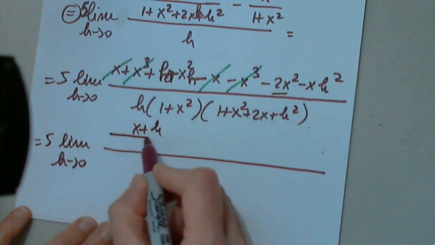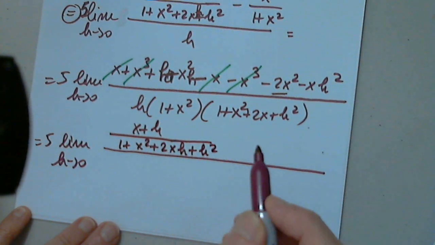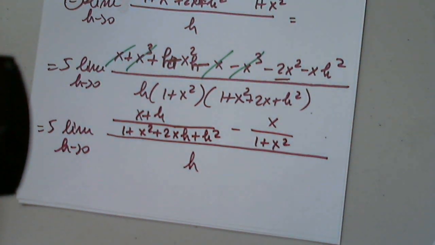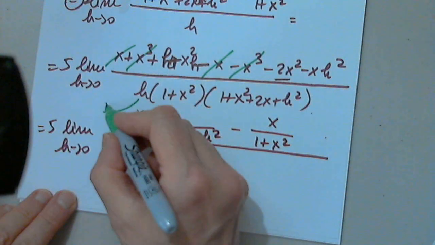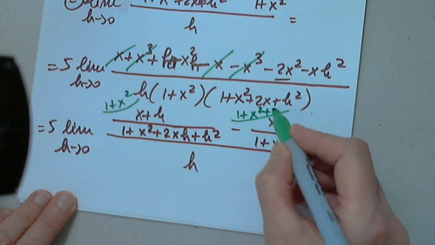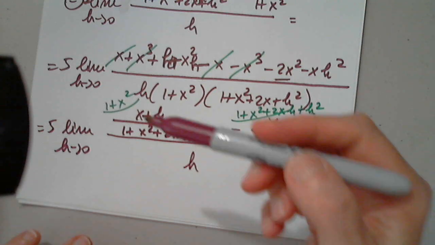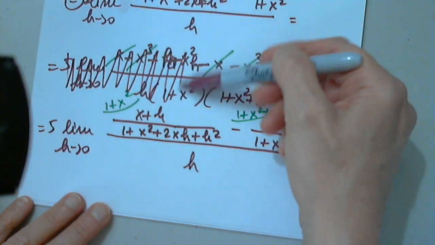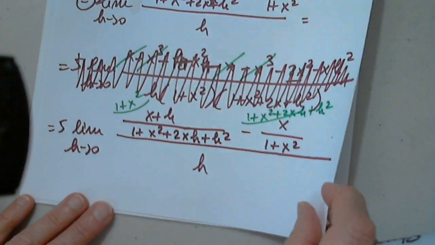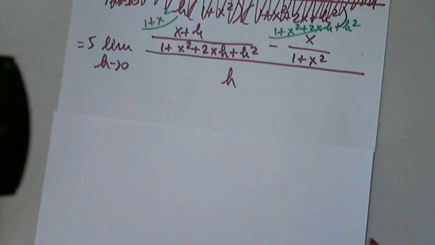So x plus h divided by 1 plus x squared plus 2xh plus h squared, minus x over 1 plus x squared, divided by h. Okay. So now, again, this is 1 plus x squared, and this is 1 plus x squared plus 2xh plus h squared. So I am going to just erase this. Sorry about that. Finally, this has to work now. Remember, all terms without h must go away.